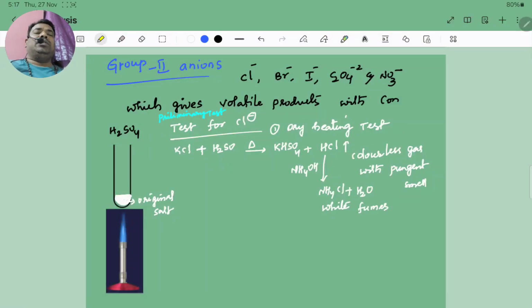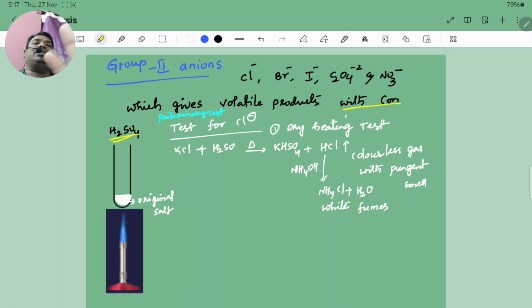Myself Dr. Hari Prasad. So today's session we will discuss the continuous lecture of salt analysis. This is the third lecture series of salt analysis. Now today's session students, we will complete the group 2 anions, like Cl minus, chloride, bromide, iodide, oxalate and nitrate ion, right? So generally students, this group of anions will give volatile products with the concentrated H2SO4, right?